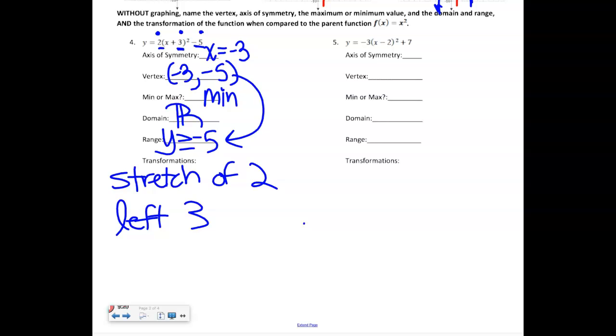And the -5 means we're going down 5. So as you can see, we can do all of this without graphing or making a table. Okay. All right, let's do this one more time because this one's just a tad different.